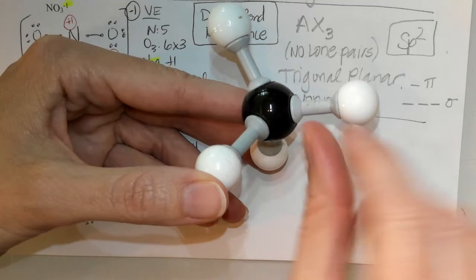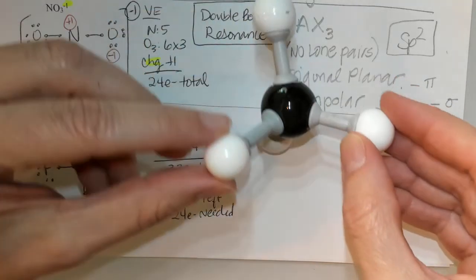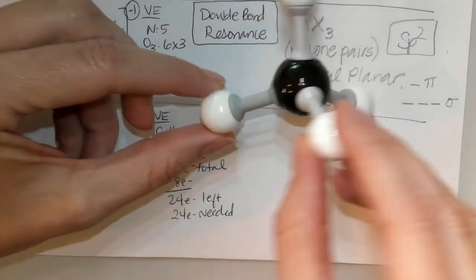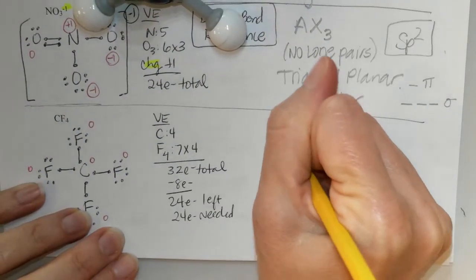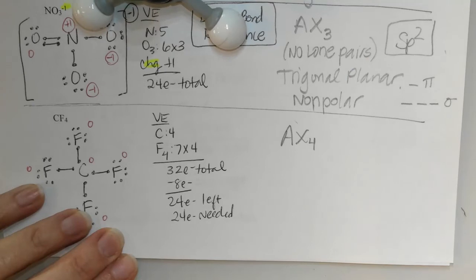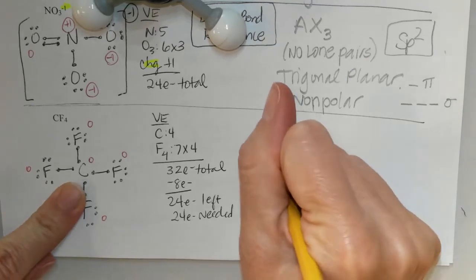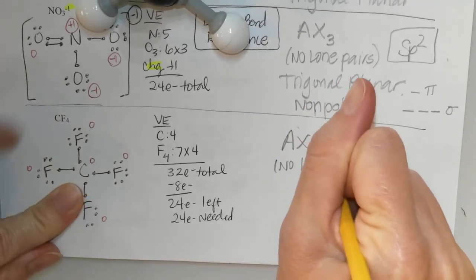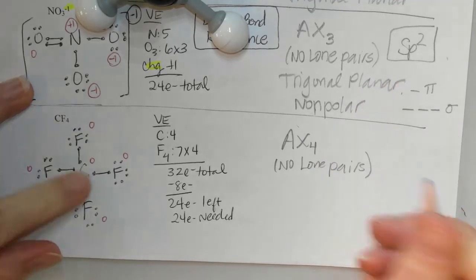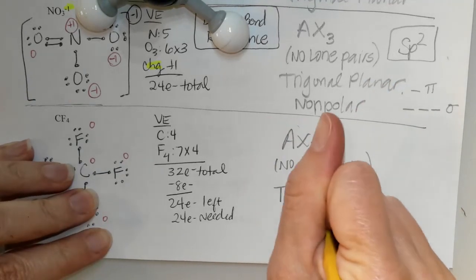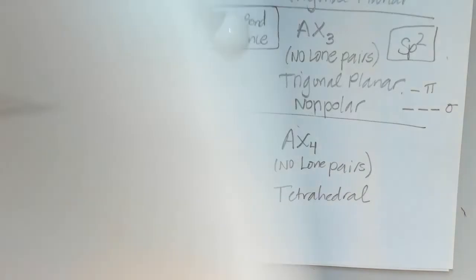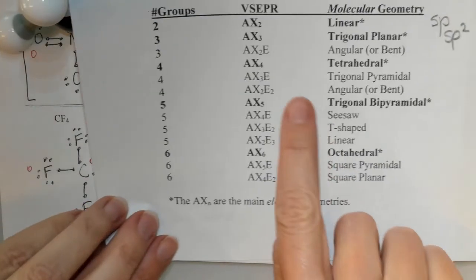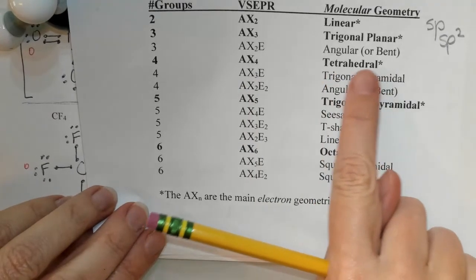So they get to spread out a little bit more, but of course this is three-dimensional, right? It's not in a plane anymore. And what we look at here for the geometry is we have an AX4, right? 4 bonding sites, again, no lone pairs. All right, and this AX4 is called tetrahedral. That's the name of that electron group. So when I look at my chart, AX4, the main group there, tetrahedral.